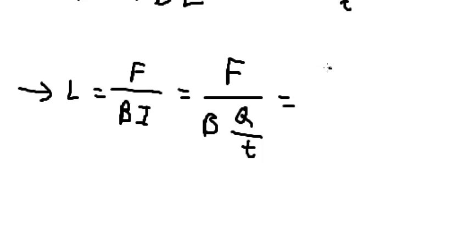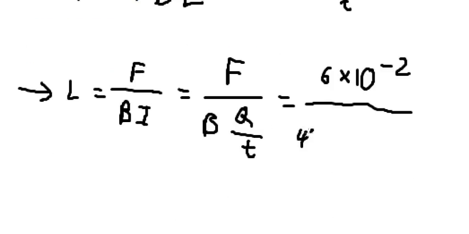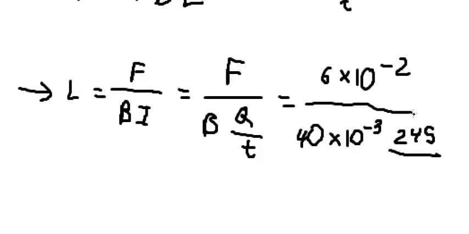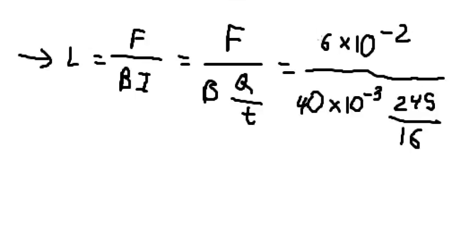F, we have 6 multiplied by 10 to the power of negative 2. B, we have 40 milliteslas, so that should be 40 multiplied by 10 to the power of negative 3. Q, we have 245. And the time is 16 seconds. We put into calculator and we have the final answer.